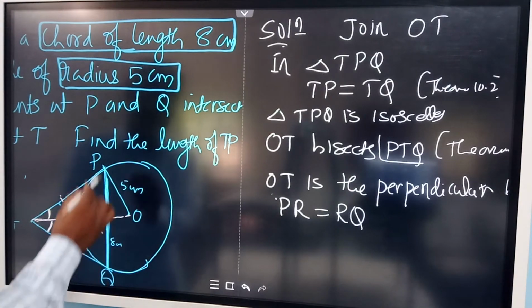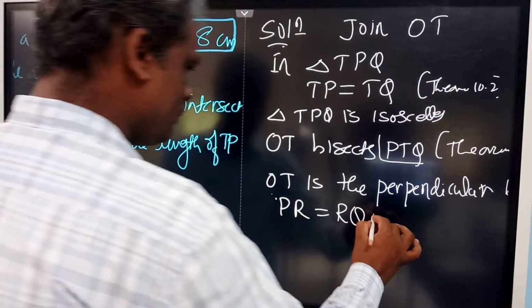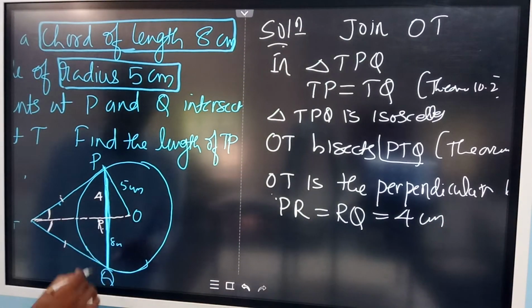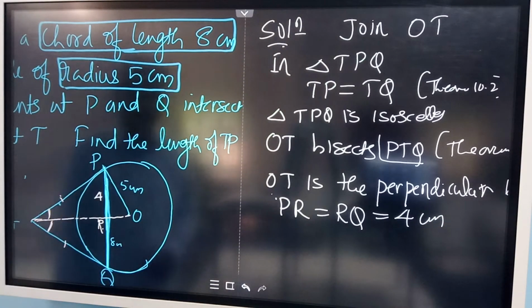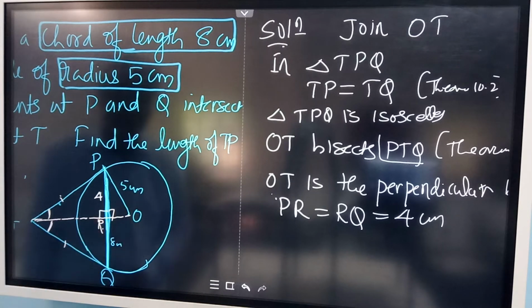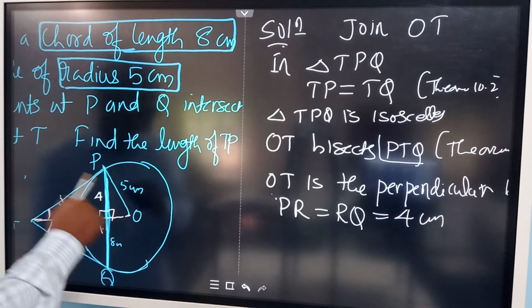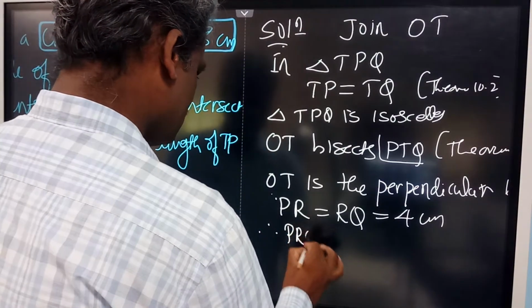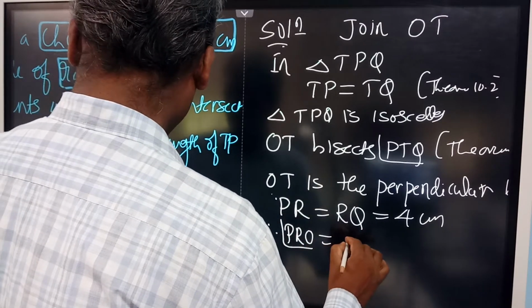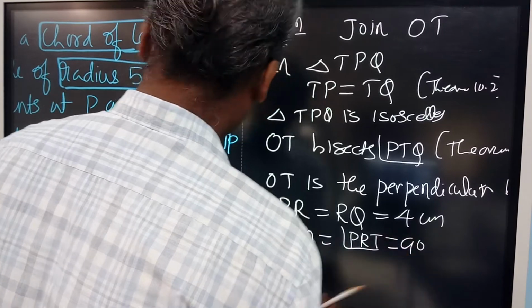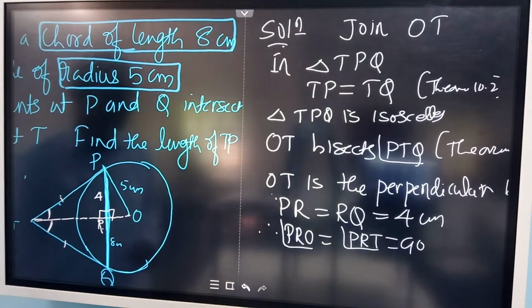The total is 8 cm, and PR and RQ are equal, so both will be equal to 4 cm. This is 4 cm and this also 4, because the total length is given as 8 cm. This angle is 90 degrees and this is also 90 degrees, so these two triangles are right angle triangles. So angle PRO is equal to angle PRT, both equal to 90 degrees. So we proved that these two angles are equal.